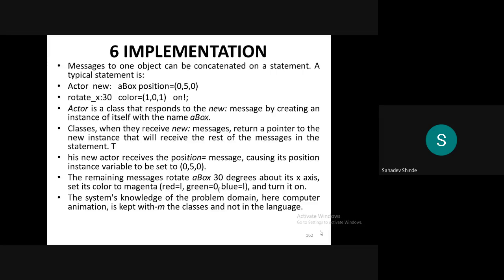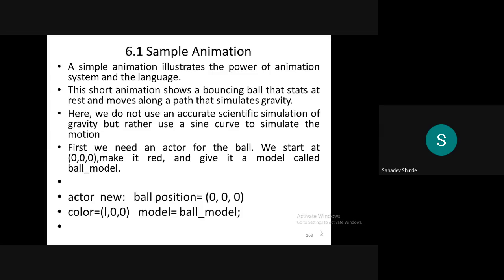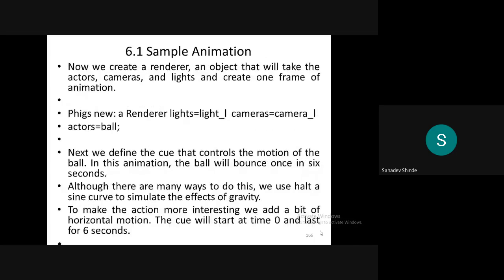This new actor receives the position = message, causing its position instance variable to be set to 0, 5, 0. The remaining messages rotate a box 30 degrees about its x-axis and set its color to magenta, with red equal to 1, green equal to 0, and blue equal to 1, and turn it on. The system's knowledge of the problem domain, here computer animation, is kept with the classes and not in the language. Okay, this is the simple code of how to create the animation.